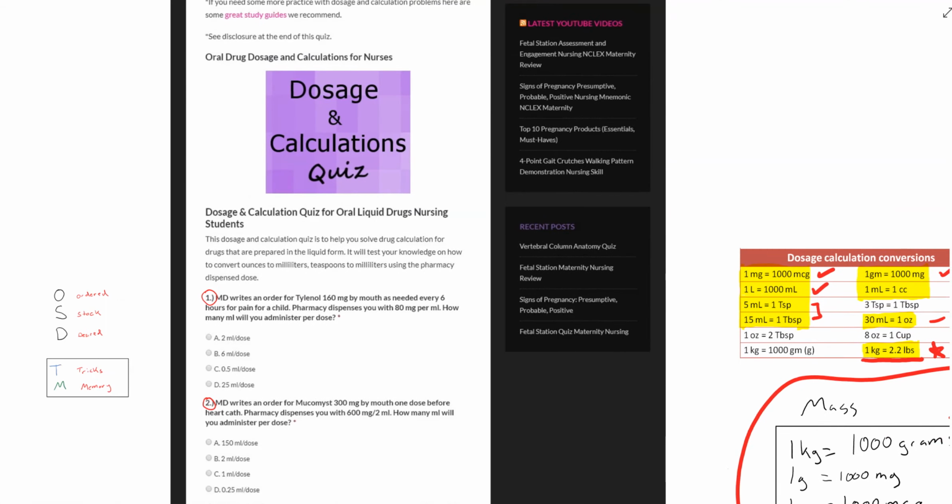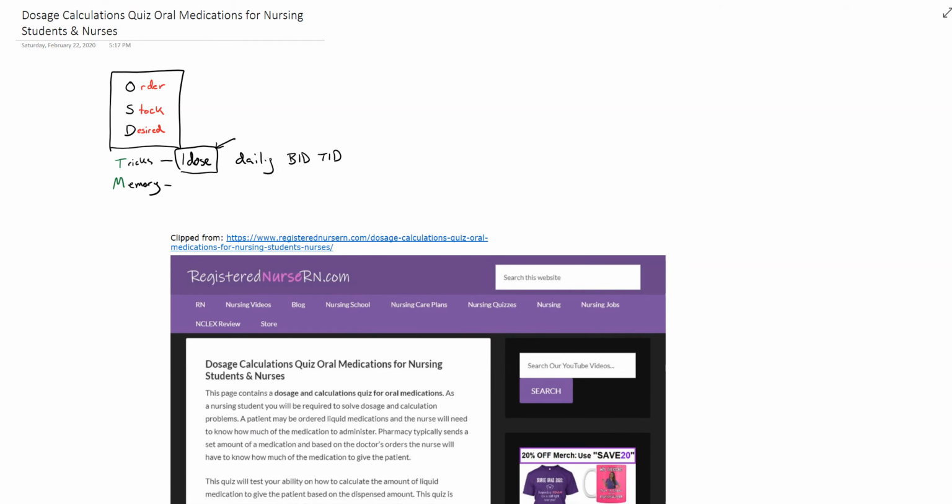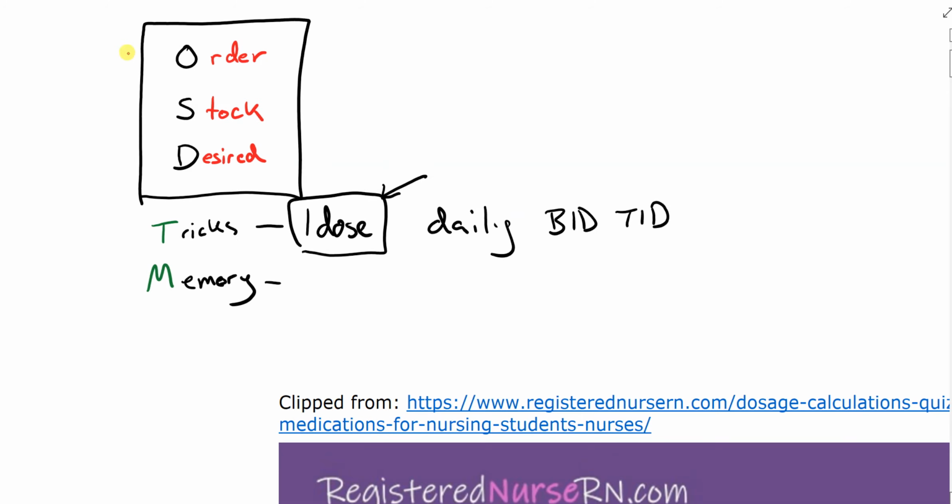So let's look at doing a few of these questions so you can get a feel for how you can apply this OSD, and make sure that you don't get tricked, and make sure that you know your conversions. I'm using Registered Nurse RN. This is Sarah from Registered Nurse RN. She has these quizzes that you can do, and we're going to take a look at some of the questions and do them together.